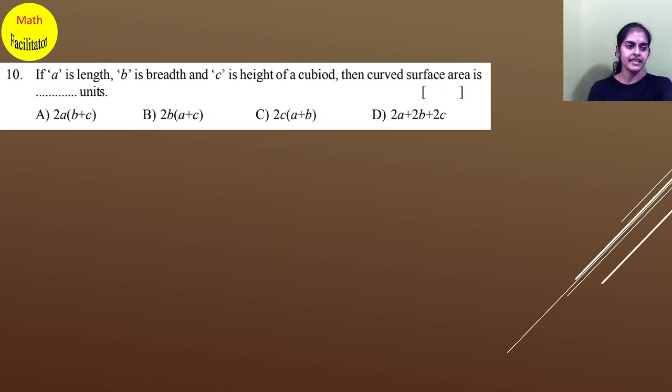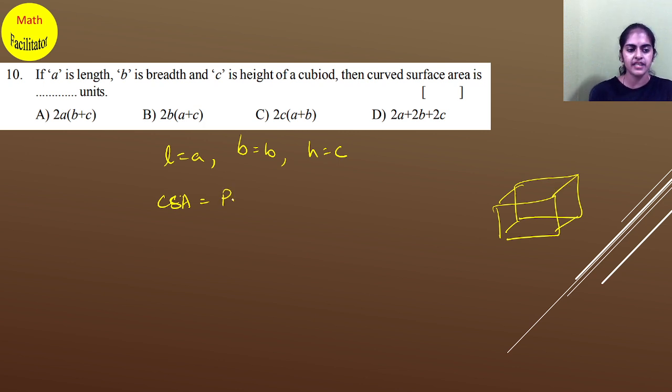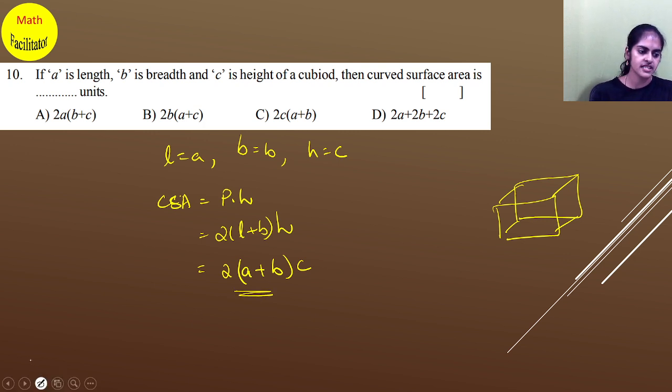Next question. If a is the length, b is the breadth, and c is the height of a cuboid, then the curved surface area of a cuboid. How will you get the curved surface area of a cuboid? The 2D shape is a rectangle, so I can take perimeter into height. Perimeter of a rectangle is 2 into l plus b, into height. This way you can remember it easily. So 2 into l is a plus b is b, height is c. So what is the answer? I am getting 2c into a plus b. So option C is correct.